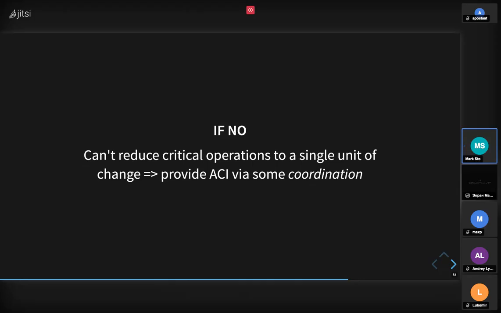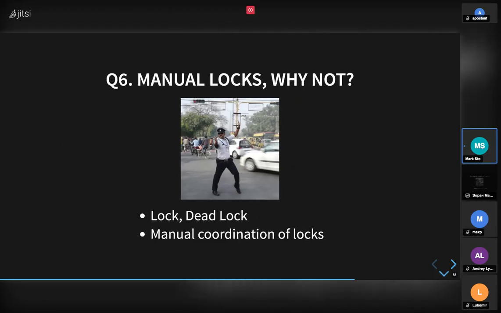But what if no? You cannot reasonably reduce critical operations to a single unit of change due to coupling, bottlenecks, size, RAM, different life cycles and frequencies of these operations. And this means that AC for critical operations will have to be provided over multiple independent pieces of mutable state under concurrent writes. So we need some coordination mechanism. That's finally where we reach the last criterion of this whole criterion.